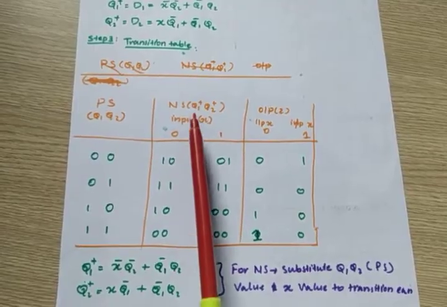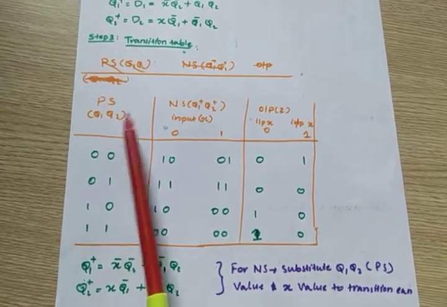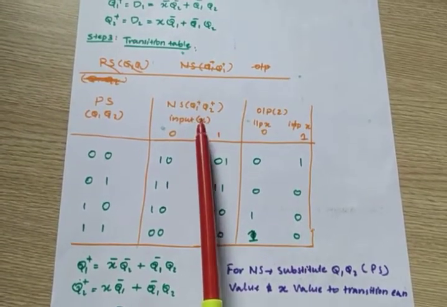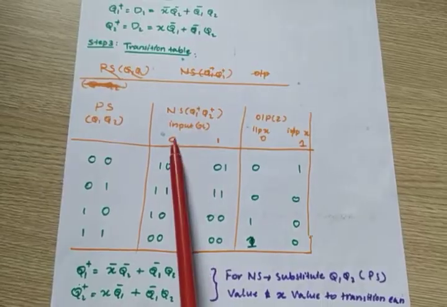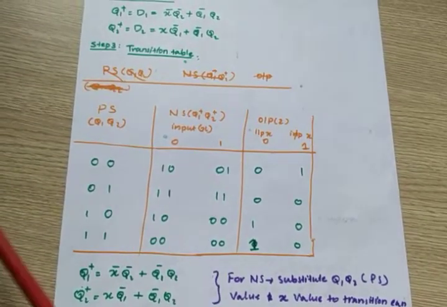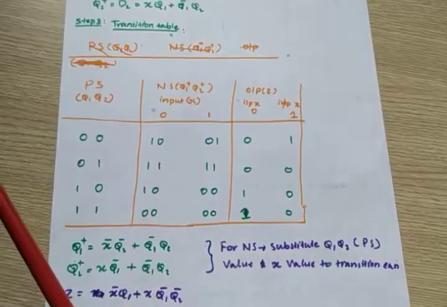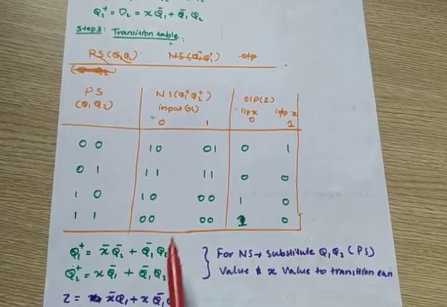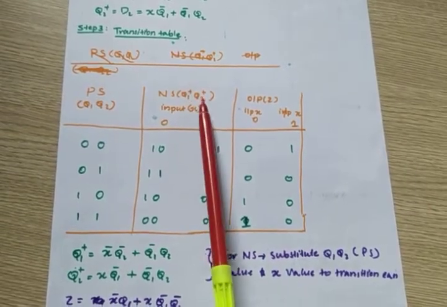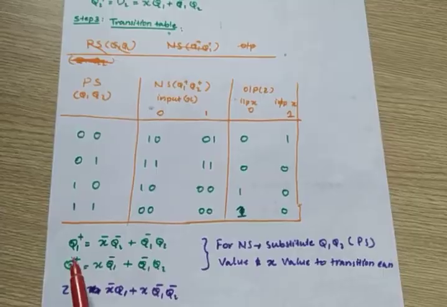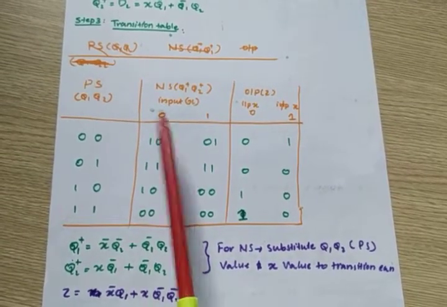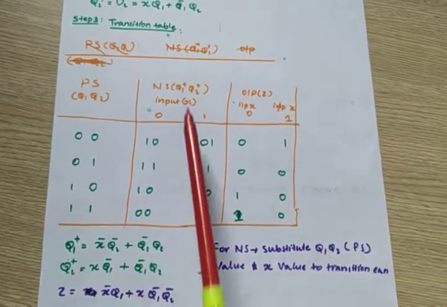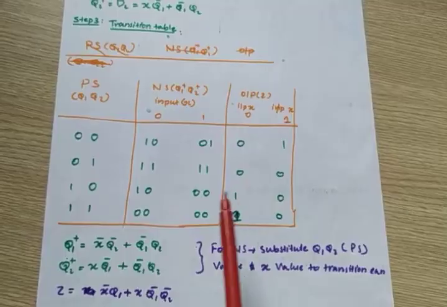Next state: you have the present state, you give an input, what is the next state? Input is x here, and it can be 0 or 1. For 0 input, what is the next state? You have the equation q1 plus equals x bar q2 bar plus q1 bar q2. You have to find this next state, and that equation is written here. Substituting the value of the q states and the inputs, you will get q1 plus and q2 plus.